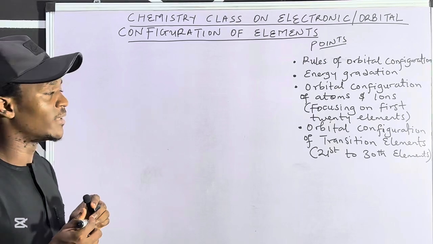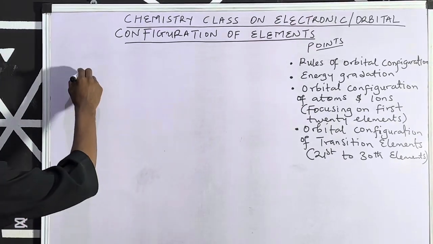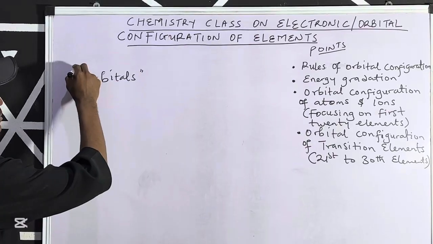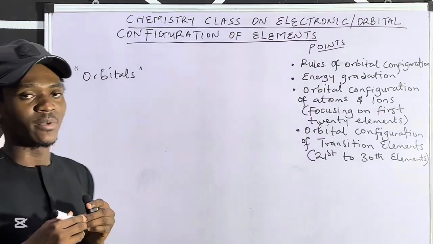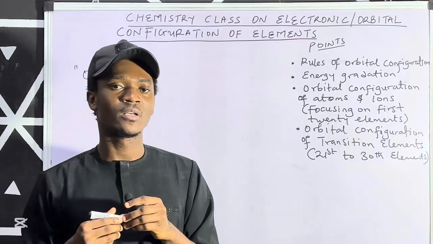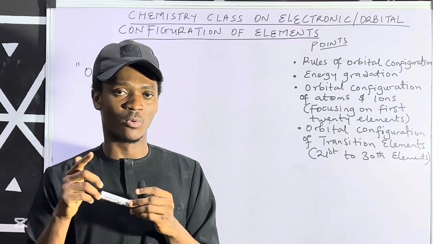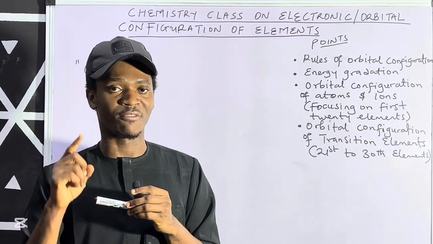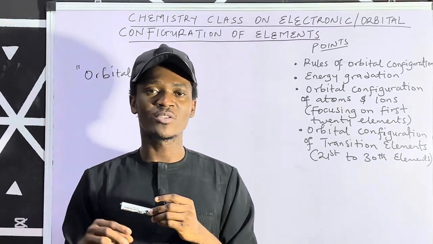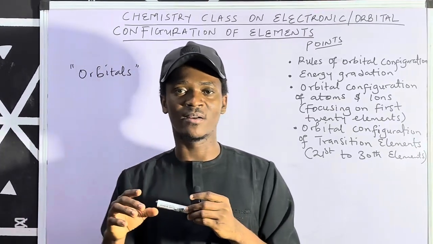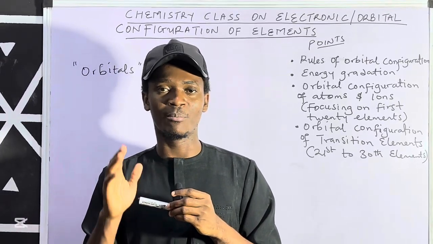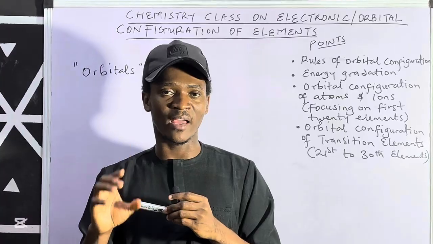But before then, when you hear the word orbitals, what should come to your mind? They are simply regions or space where there is a high tendency or probability of finding electrons with a certain amount of energy. Keyword: electrons, or finding electrons. So it means that what you find in orbitals are electrons and not protons or neutrons. So your major focus should be on electrons.